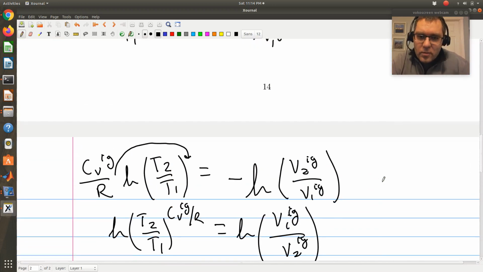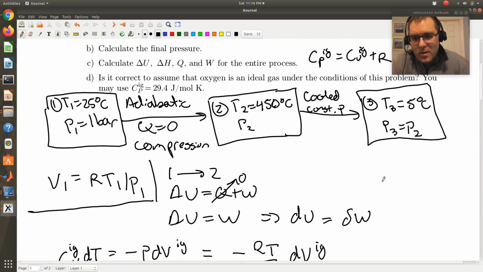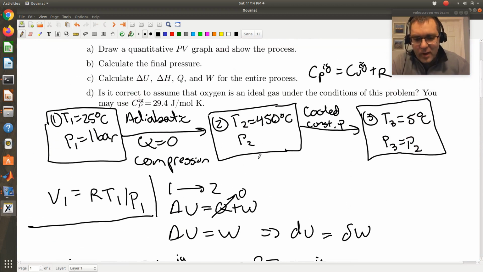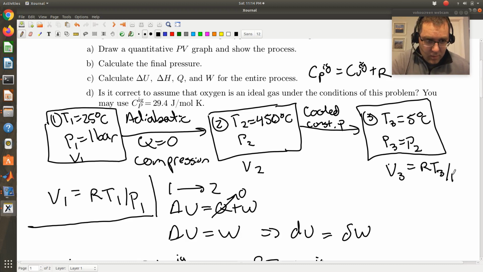Okay, so using that for this state here, I'm able to get P2, so I can get V1 for this state, I can get P2, and I can get V2 here. Cool. So that's characterized, and then since I know P2, when I get to my third state here, I could go ahead and calculate V3, because V3 is just going to be R T3 over P3, where I know T3 and I know P3. Cool, so I can get all of my temperature, pressures, and volumes for all those states.